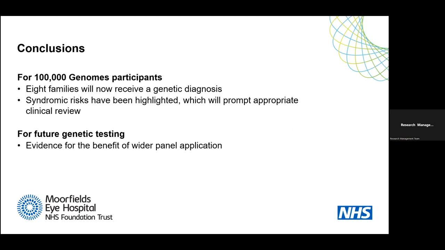In addition to that, the results could improve prognosis for patients by highlighting syndromic risk factors, which may need clinical review in the future. And that PAX2 gene is the significant example of that in this case. So this young proband would be at risk of developing kidney failure.